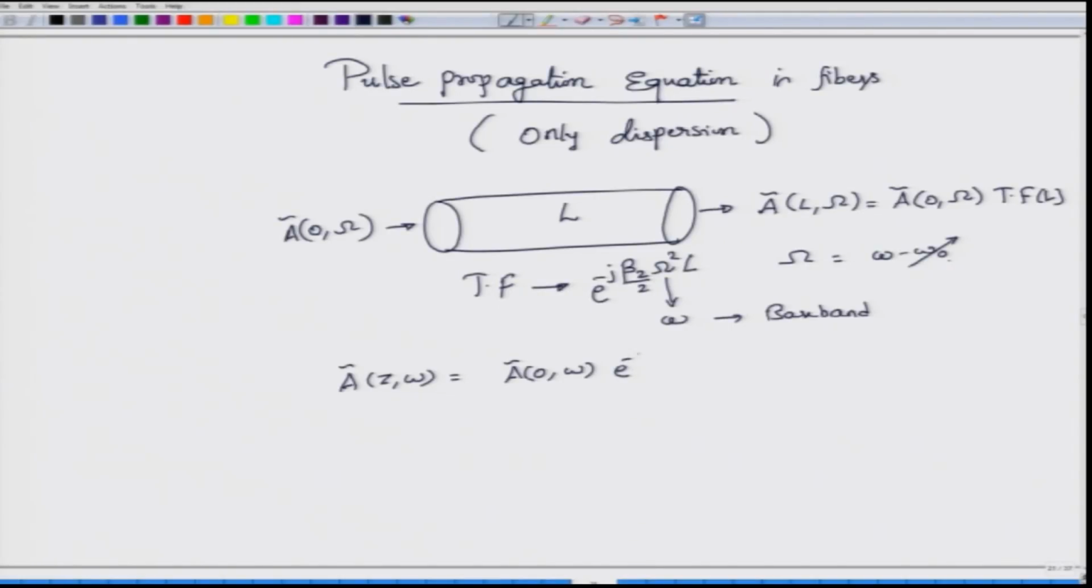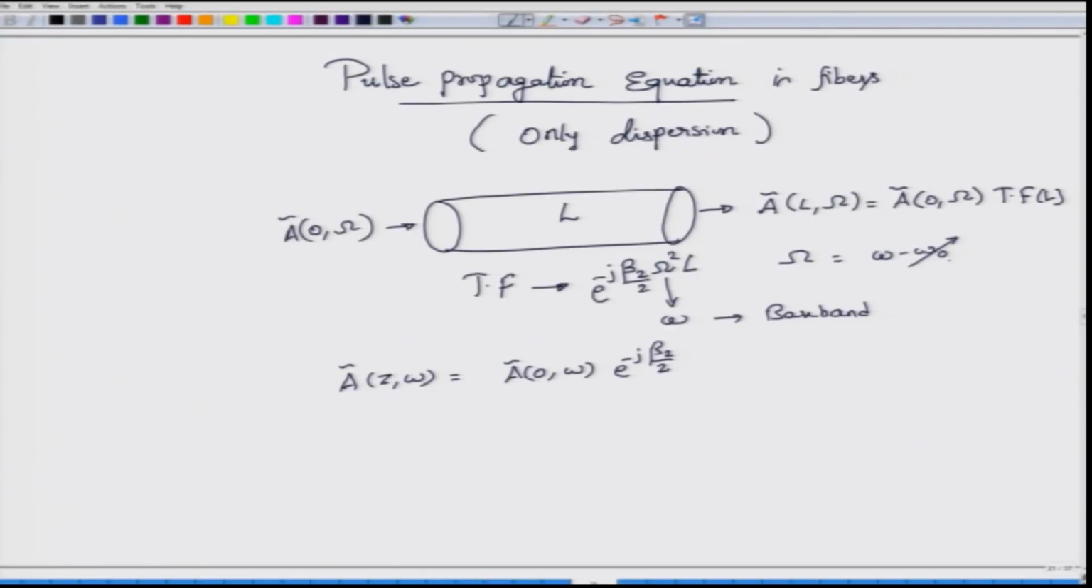This would be multiplied by the transfer function. Since I have removed the beta 1 term from this transfer function, simply because I know that the envelope, which is A of z, t, would travel with the group velocity v g, this beta 2, which describes how the group velocity itself changes with respect to omega, is what is called the group velocity dispersion, or sometimes called group delay dispersion. Okay. These two terms are used synonymously. GVD is what I would call this term because it is easy to remember.